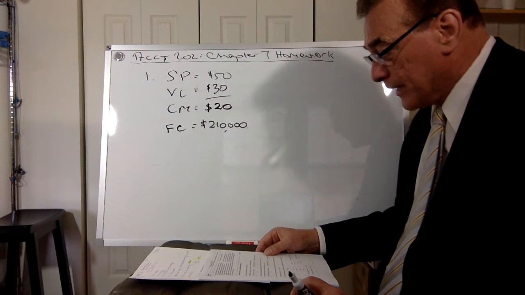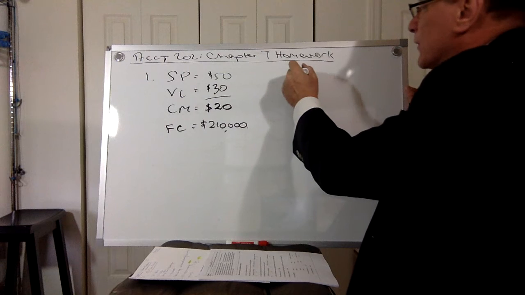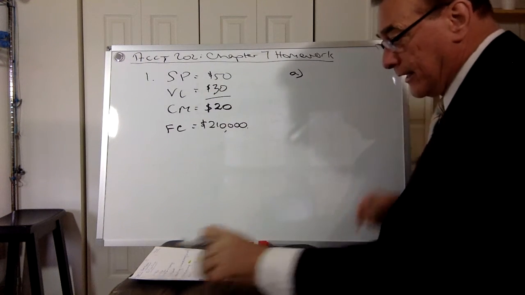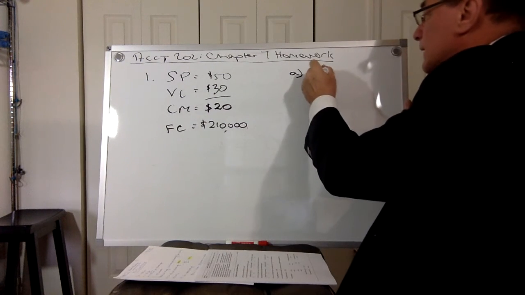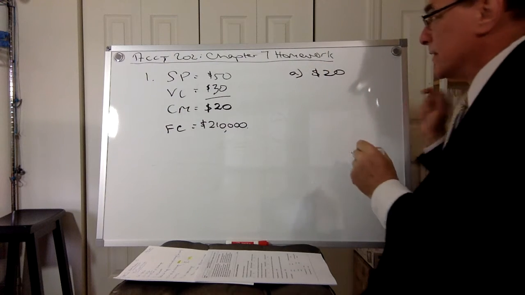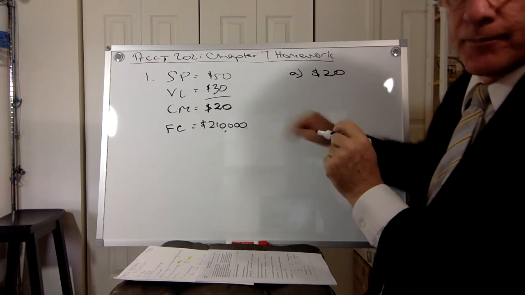What is the contribution margin per passenger? So for question A, the answer is $20. Contribution margin per passenger, $20, which is right here.